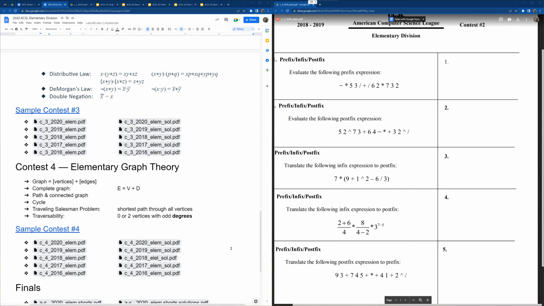Then you have the complete graph. What is a complete graph? It's a graph that is completely connected, meaning that every single vertex, every single one of the nodes, is connected to each other.